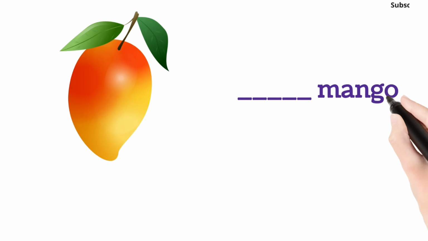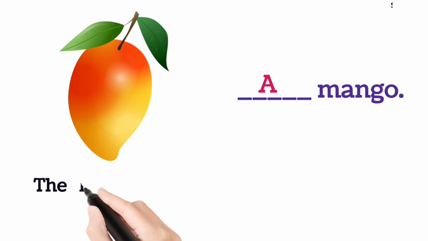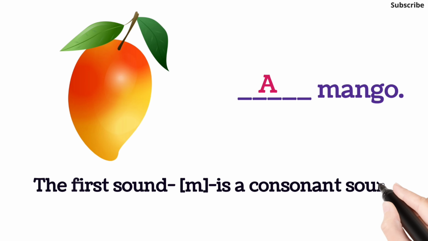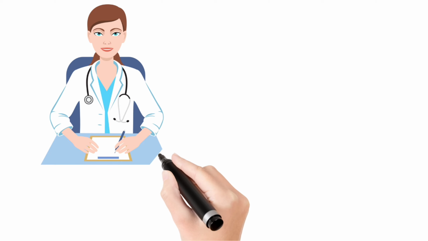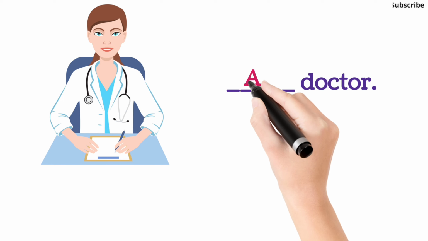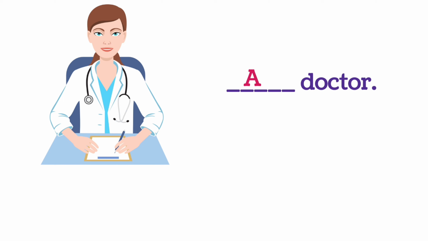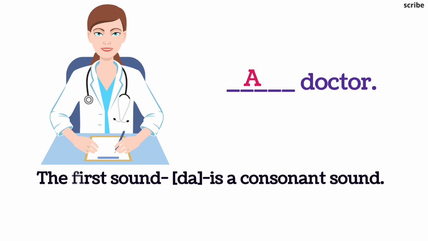Dash mango. A mango. The first sound ma of mango is a consonant sound, so a mango. Dash doctor. A doctor. The first sound of doctor is a consonant sound, so a doctor.